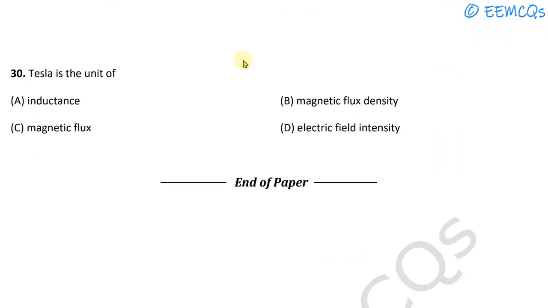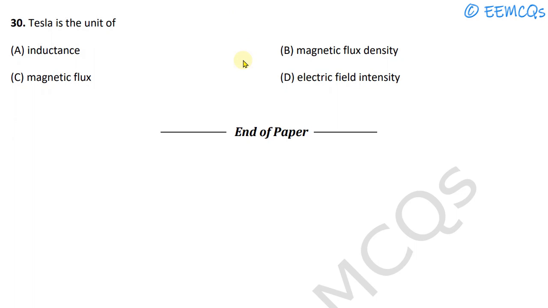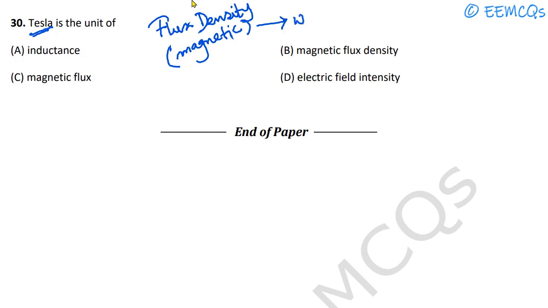And now the final question, that is the question number 30. Tesla is the unit of which quantity? As of now, we all know that Tesla is basically nothing but Weber per meter square. That is basically the flux density. Okay, flux density, definitely the magnetic flux density is written as Weber per meter square. That is also same as Tesla. Okay, so it is basically the unit of magnetic flux density. So option D here is the correct answer.